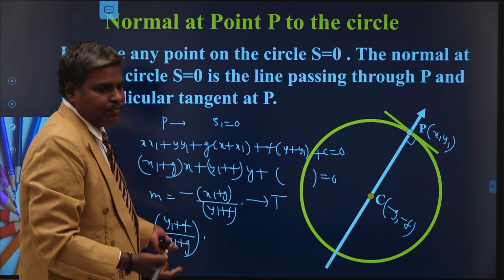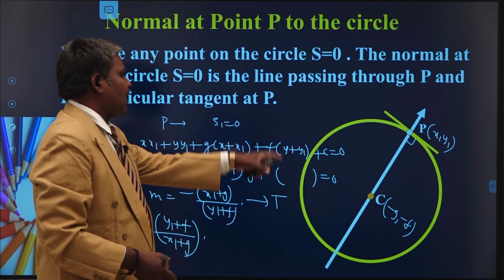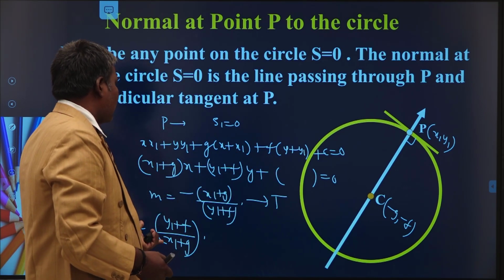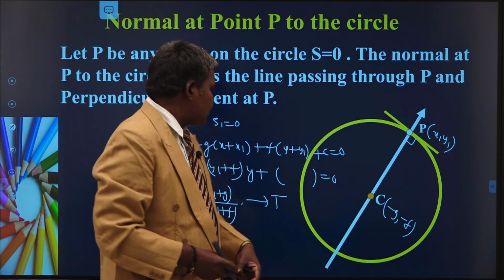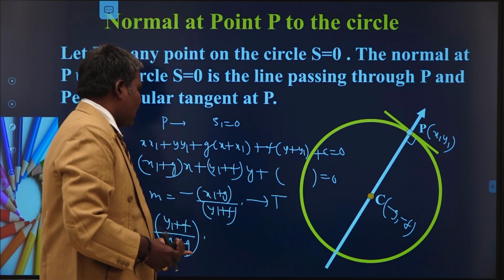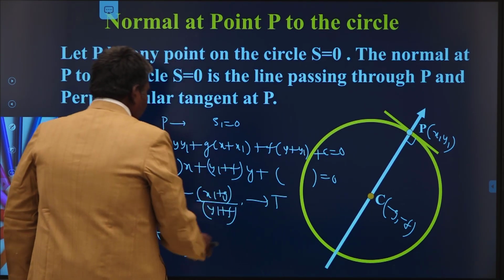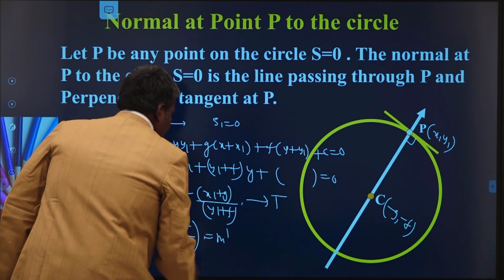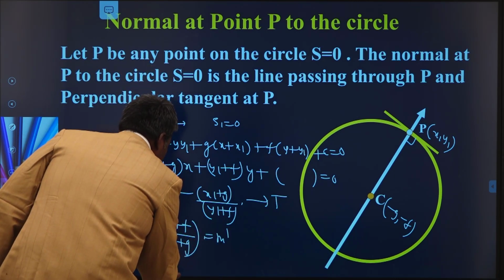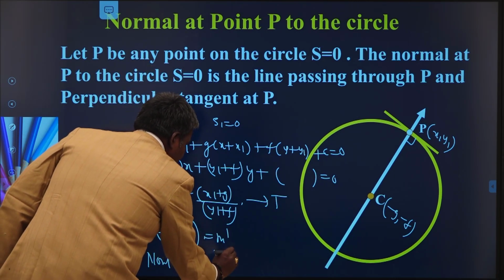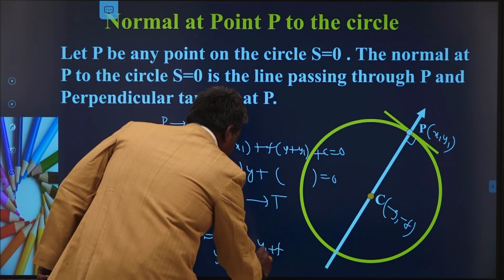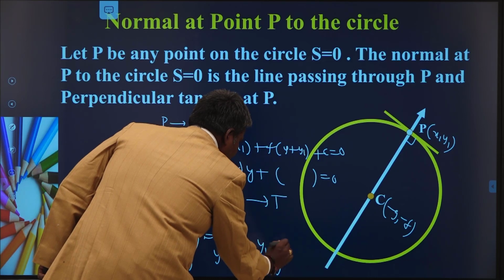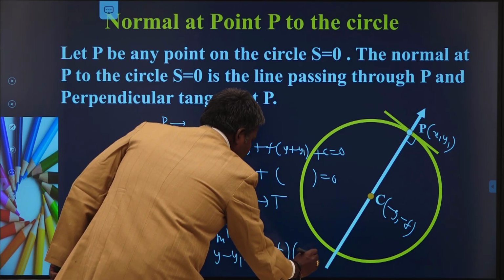So by writing the tangent equation itself, you can find the slope of the normal, or directly you can find the slope of CP as your normal slope. Understand? After getting the slope of the normal, you can write the equation of the normal at P. So what is the normal equation now? y minus y1 is equal to m dash, that is (y1 plus f) by (x1 plus g) into (x minus x1).